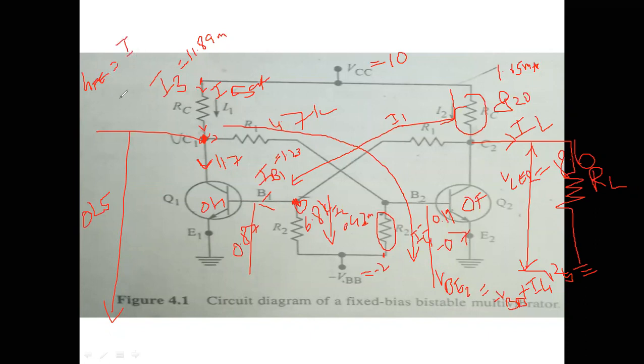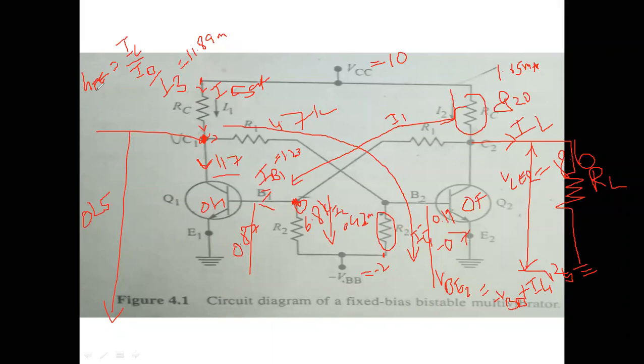We know the relation IC equals beta into IB. Therefore, IC divided by IB is HFE. This is our IC for an ON transistor. IC divided by IB, you may get the HFE value. This is the HFE minimum.